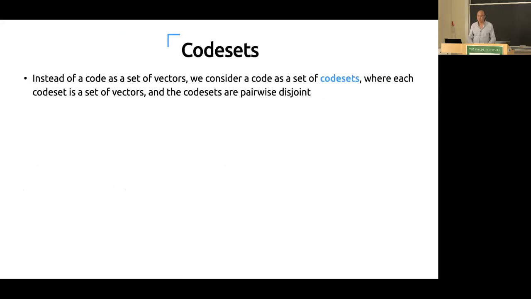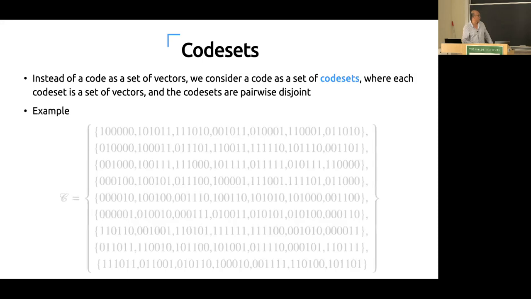So we need one more idea. That's the idea of a code set. A code is basically a set of vectors, but we want to now look at the code as a collection of sets of vectors that are pairwise disjoint. Let me give you an example. It'll be easier to see.